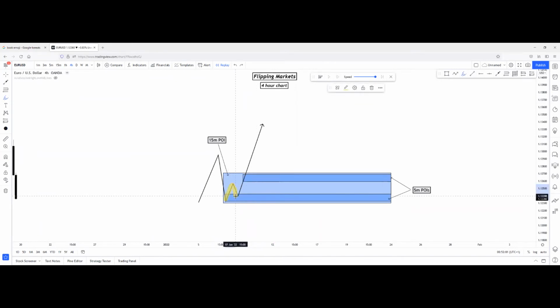But if price didn't mitigate the first one, so it has been left unmitigated, you can't use double zones. You will have to use the full 15-minute zone as your demand zone. So you can't refine it.